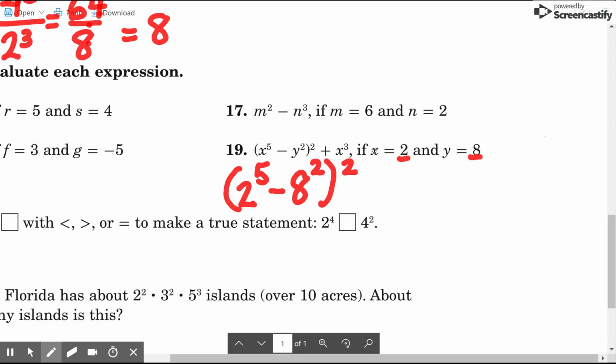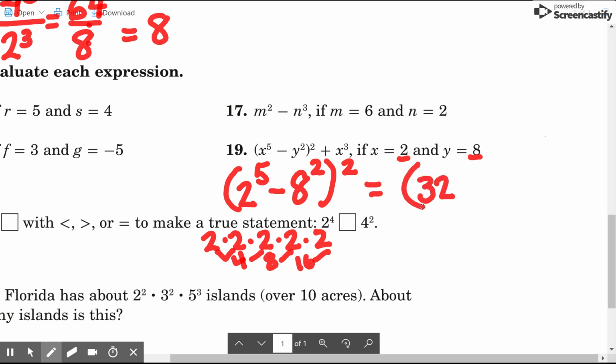So I'm going to work inside the parentheses first and go ahead and do 2 to the 5th power. So that's 2 times 2 times 2 times 2 times 2. 2 times 2 is 4. 4 times 2 is 8. 8 times 2 is 16. 16 times 2 is 32. That's 32 minus 8 squared is 64. And I'm still raising it to the 2nd power.